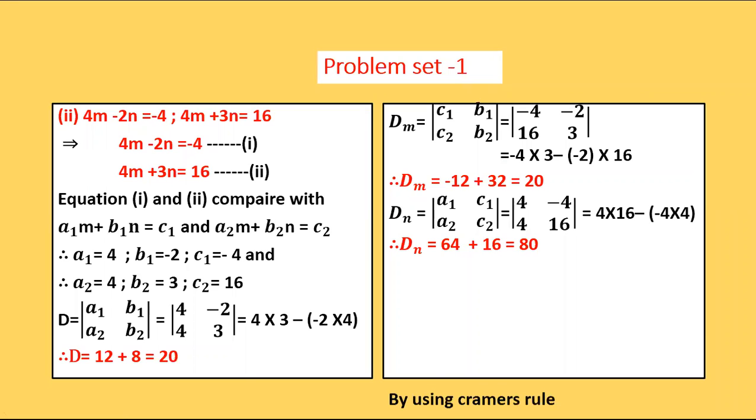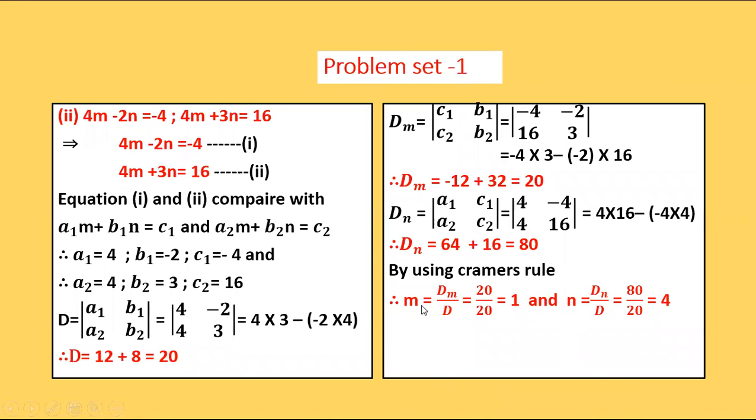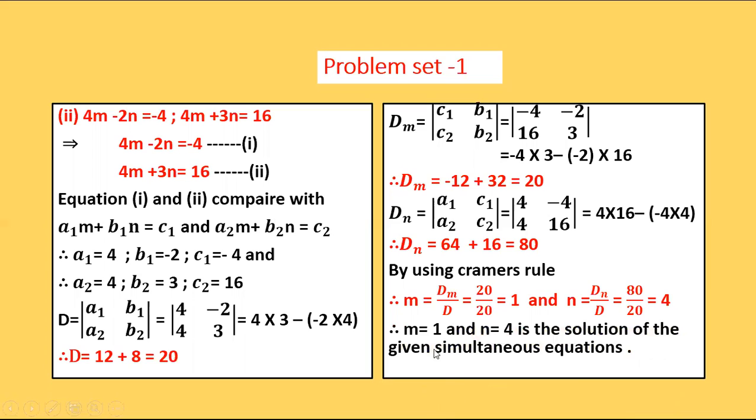By using Cramer's rule, m is equal to Dm upon D, 20 upon 20 is equal to 1. And n is equal to Dn upon D, 80 upon 20, 4 20s are 80, so n is equal to 4. Therefore, m is equal to 1 and n is equal to 4 is the solution of the given simultaneous equations.